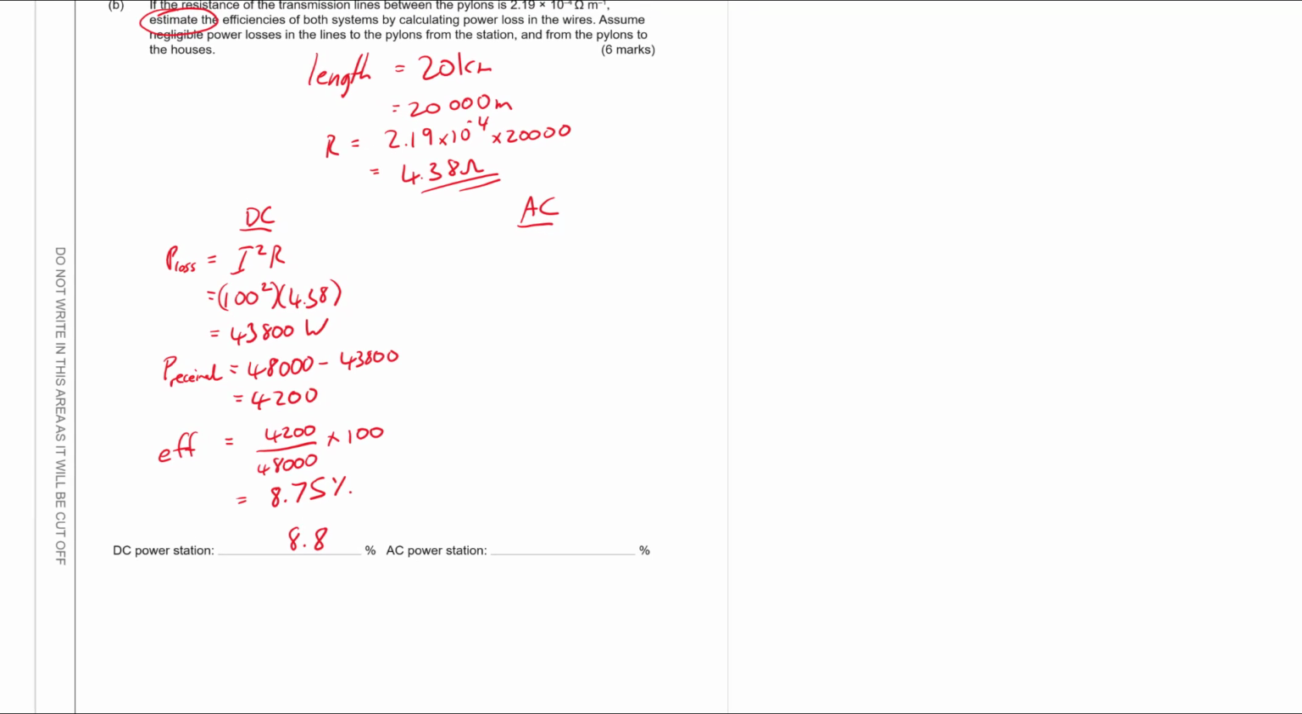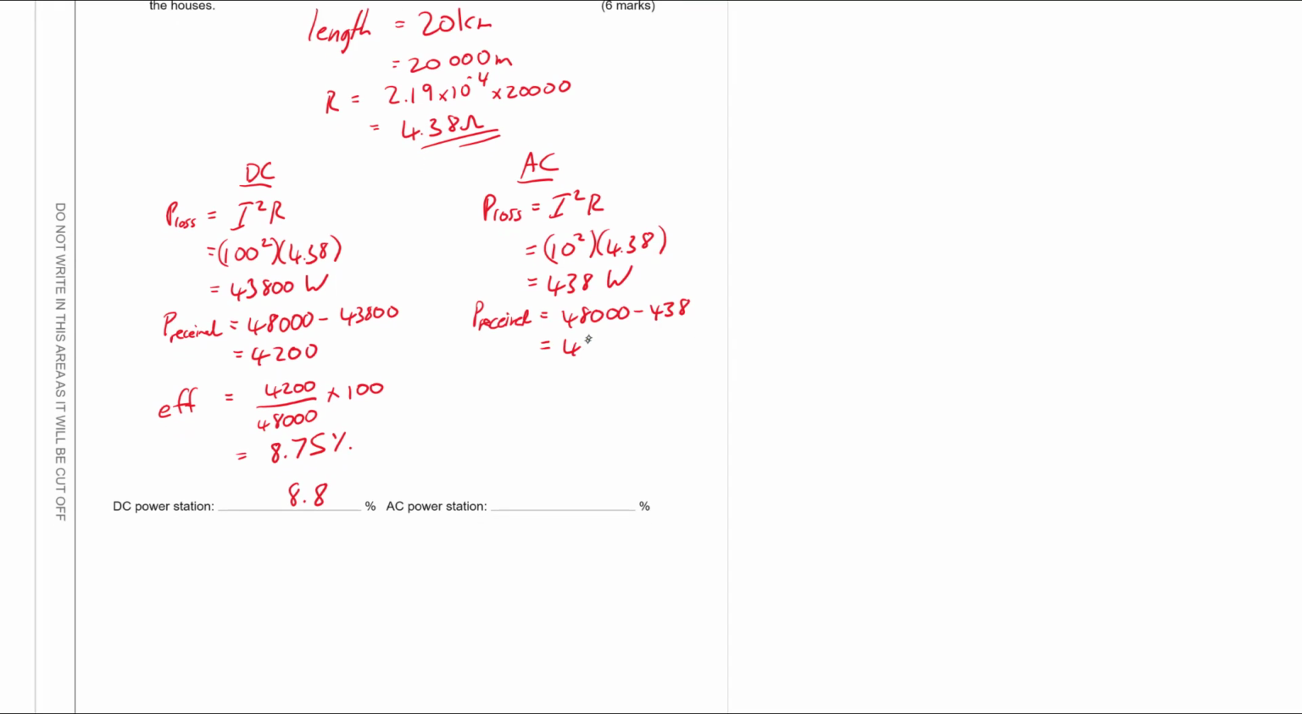So now I'm going to do the same process with the AC, and the only difference is that the step-up transformer allowed us to reduce the current in the lines by a factor of 10. So it looks like this. So now 10 squared, which means the power loss is reduced by a factor of 100. So the power received is pretty much very close to the original amount generated, which means the efficiency, you get 99.1%, much more efficient. And remember, two significant figures, so 99% efficiency.